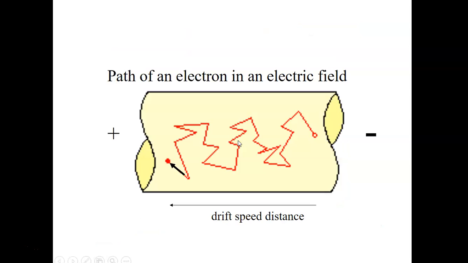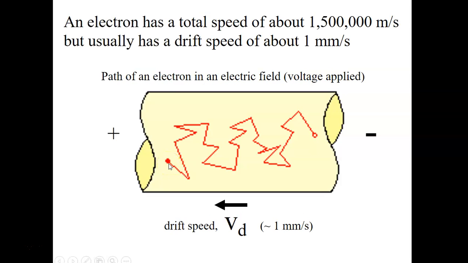But when you apply an electric field, they're still bouncing around, especially due to the temperature. I misspoke. The net migration of the electrons in the electric field is known as the drift speed. Okay, so this is the more realistic path of an electron. It's probably a lot more zigzaggy than this, but when you apply that electric field, you get the drift speed.